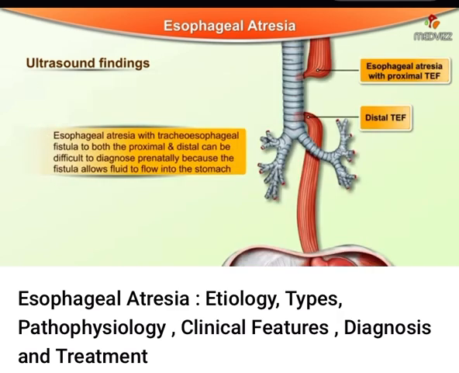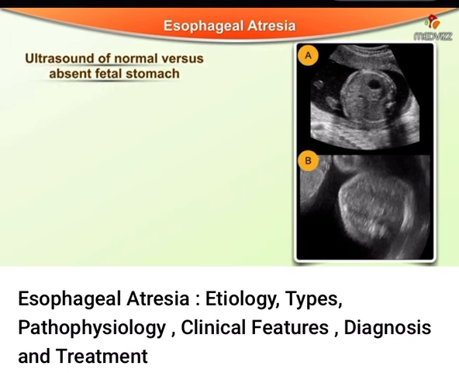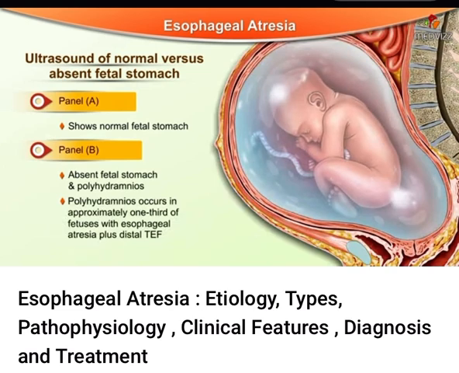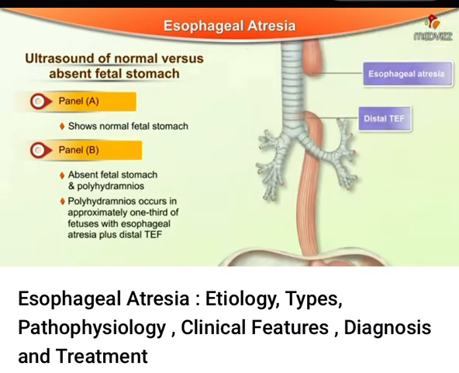Esophageal atresia with tracheoesophageal fistula to both the proximal and distal can be difficult to diagnose prenatally because the fistula allows the fluid to flow into the stomach. Now in this image of an ultrasound, the panel A shows a normal fetal stomach, whereas in panel B there is absent fetal stomach and polyhydramnios. Polyhydramnios occurs in approximately a third of all the fetuses with esophageal atresia with a distal tracheoesophageal fistula.